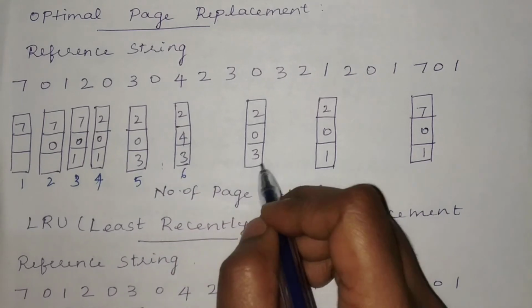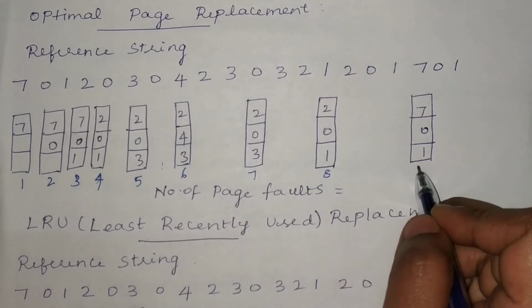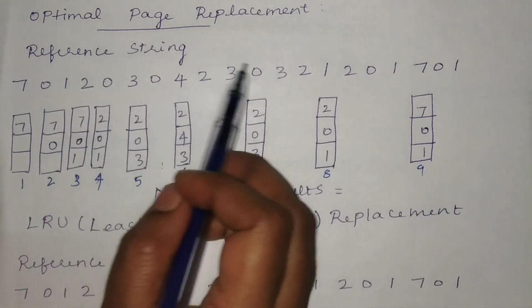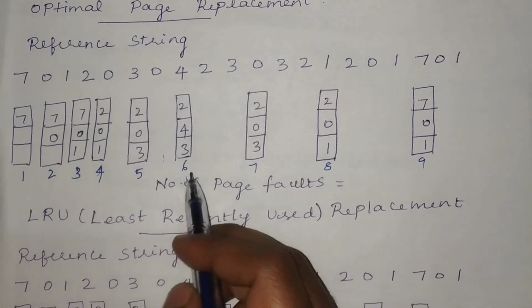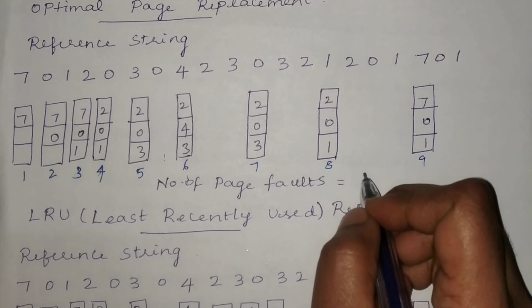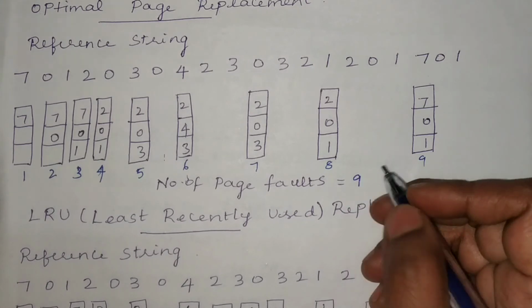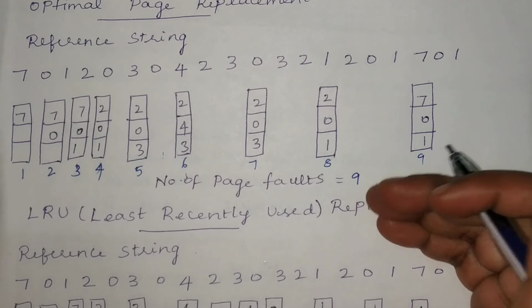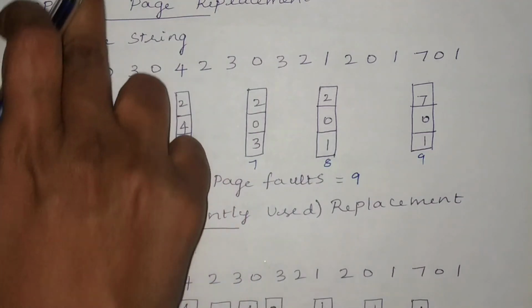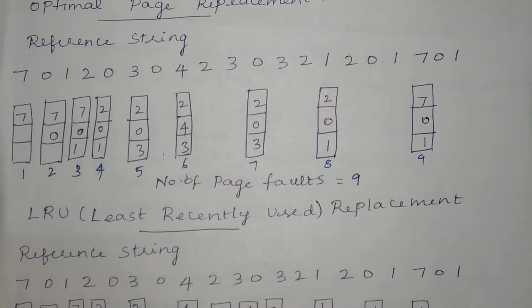So like this we have to check how many page faults we get if we follow this scheme, that is optimal page replacement. Now the number of page faults is only 9. It is a very minimal number of page faults compared to the previous one, that is FIFO replacement.